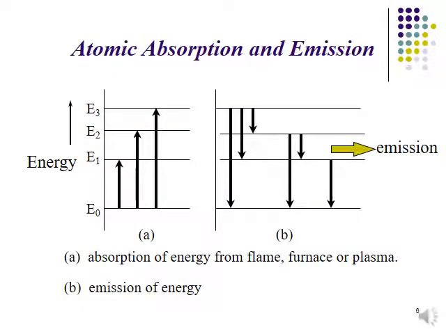So this is the basic concept of atomic absorption and emission, just like what I told you just now. In A, this is the process of absorption of energy from flame, furnace, or plasma. And for B, this is the emission of energy. By the time it emits energy, it will give a signal as a photon.